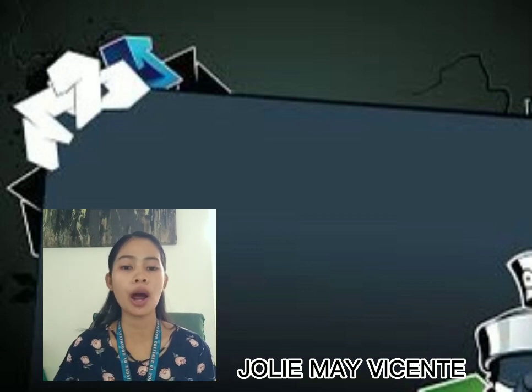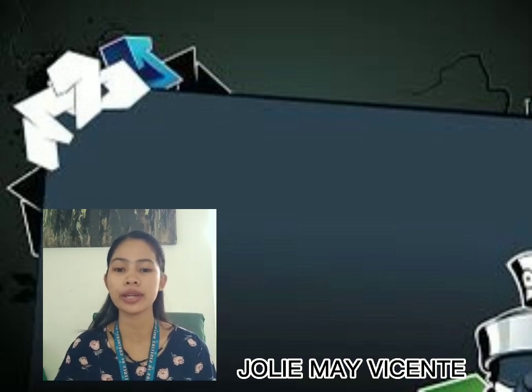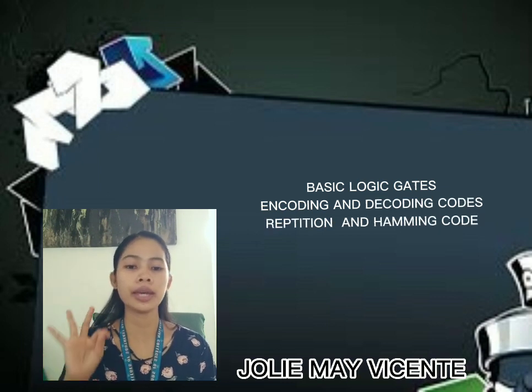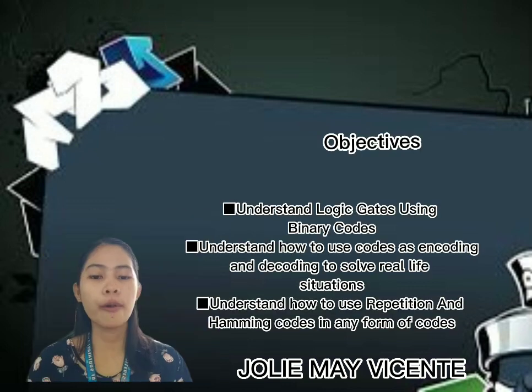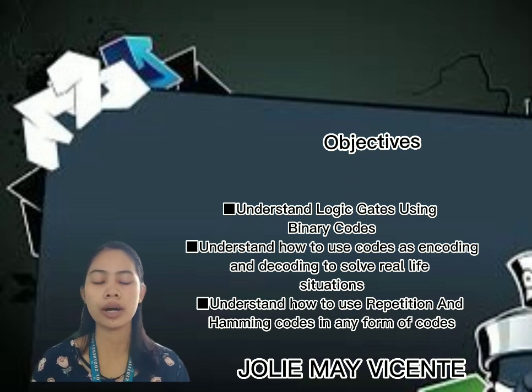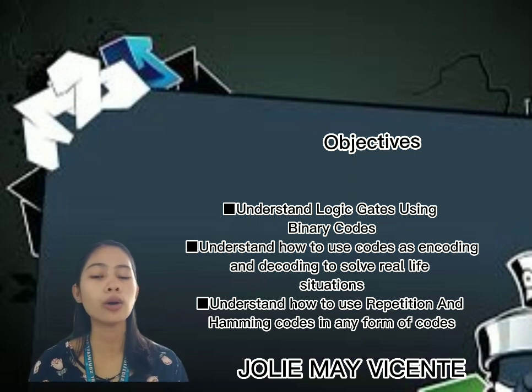Vicente, and welcome to our activity number 7. This activity was focusing on codes, but we have 3 assigned topics, and those are basic logic gates, encoding and decoding, repetition codes, and Hamming codes. Our objectives are, first, to understand logic gates using binary codes. Second, to understand how to use codes and encoding and decoding to solve real-life problems and situations. Third, to understand how to use repetition and Hamming codes in every form of codes.